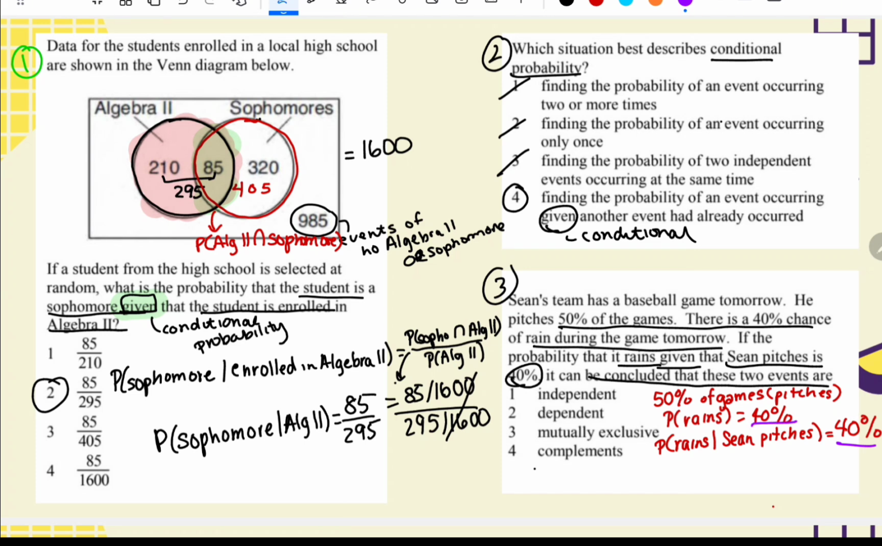So if I remember, if the conditional probability equals the probability of the second event, what are they? Well, they are independent. Because the probability that it rains is 40%, and the probability that it rains given Sean pitches is also 40%, I know that they are independent. So that is going to be answer choice 1. So that was questions 1, 2, and 3. And reminder, these are all previous Regents questions. So now for our 4th question.